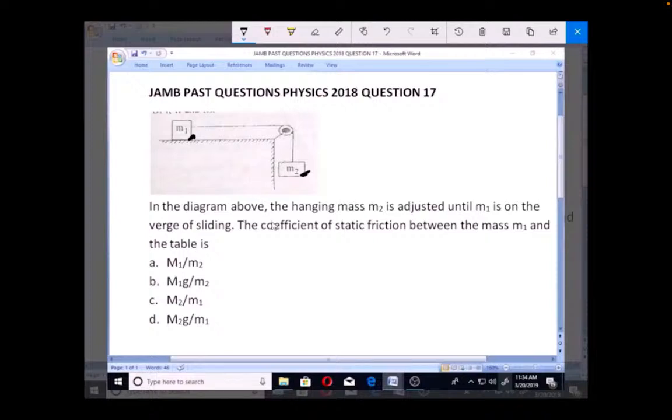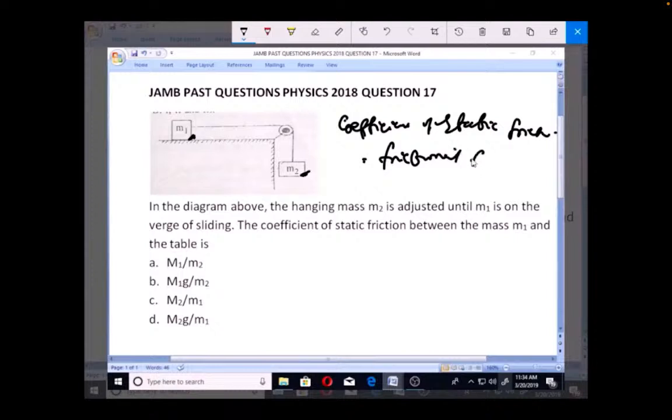So how do we go about solving this? Question number 17. In order to appreciate this question, we need to understand what coefficient of static friction is. The coefficient of static friction is the frictional force F over the normal force R. So that is what coefficient of static friction is.